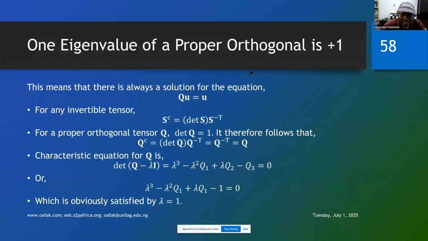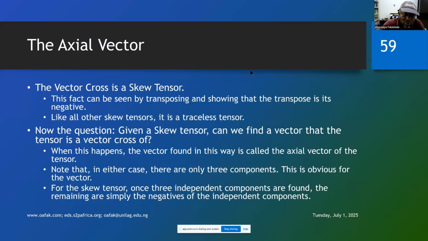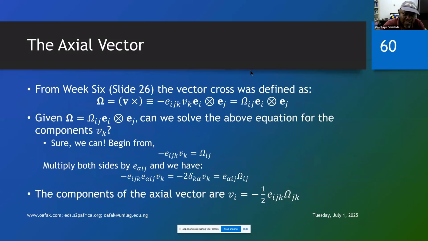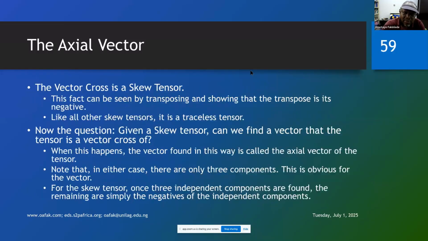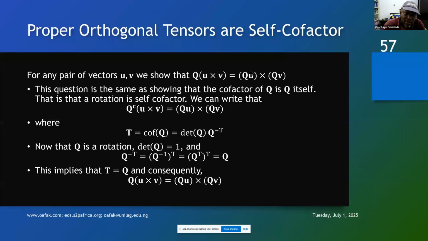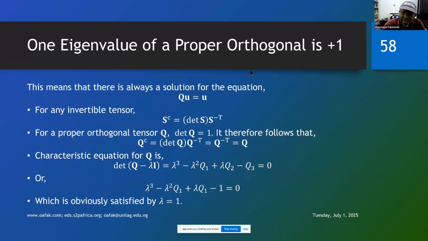One eigenvalue of the proper orthogonal tensor is +1. And we will spend time on eigenvalues next week. And I think I want to stop this here so that by next week we are going to be discussing the other matters. But let me just go back to the chat room now.